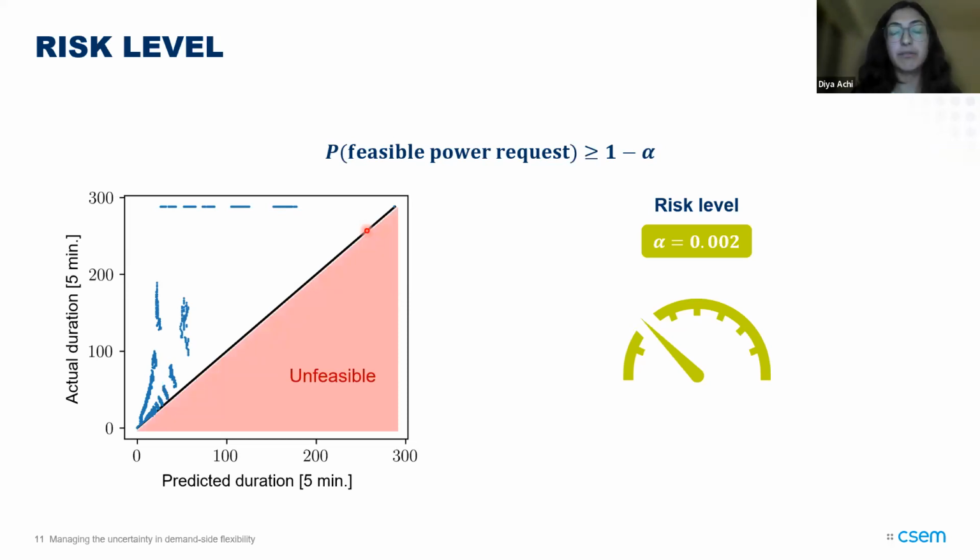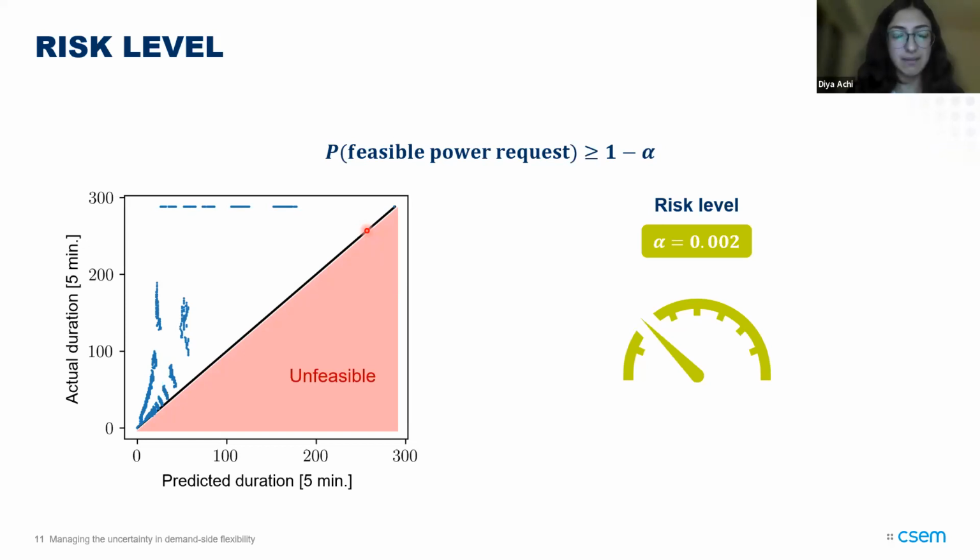Below the black line, you have the unfeasible domain, meaning we overestimated the flexibility available and we start having requests that are not feasible. And then above, you have the feasible domain, where you remain feasible, but you're underestimating your flexibility. This means you're not fully using it.